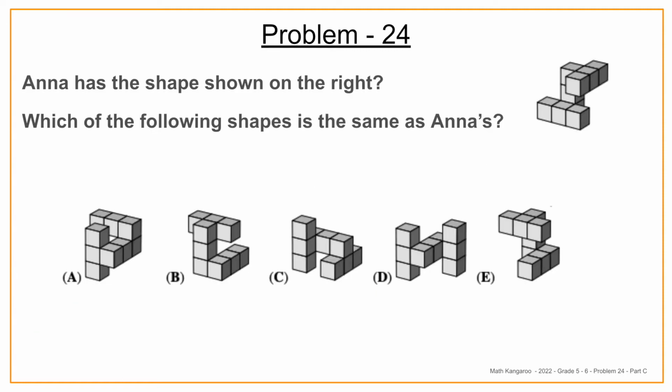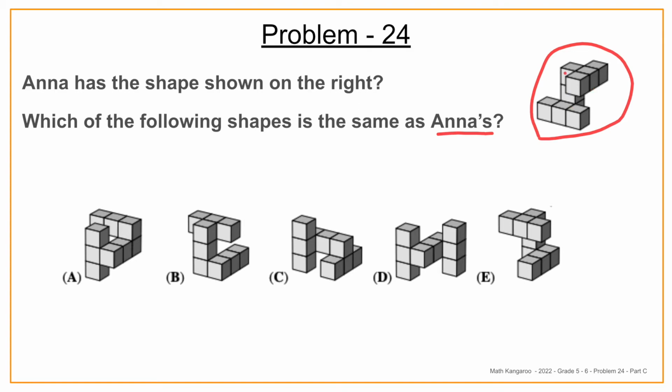Problem 24. Anna has the shape shown on the right. Which of the following shapes is the same as Anna's? So this is Anna's shape. We have to compare with these options and find out which one matches with this one. So let us observe this shape.